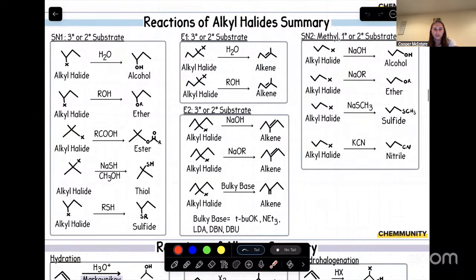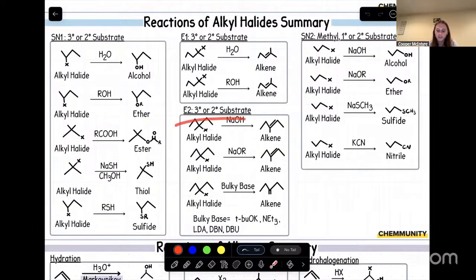E2 is very similar, in that we will eliminate a leaving group and form an alkene. So we're going to eliminate, more specifically, a leaving group and a hydrogen at the same time. And more specifically, we'll have to steal an anti-periplanar hydrogen. What that means is opposite faces. So say if our leaving group is wedged, our proton that we would have to steal should be dashed. So they'll be facing opposite directions.